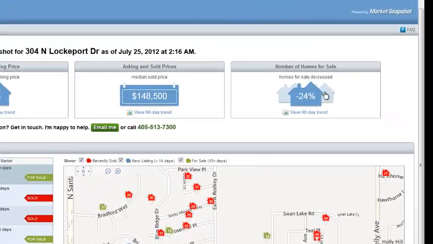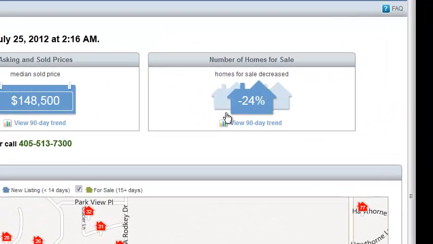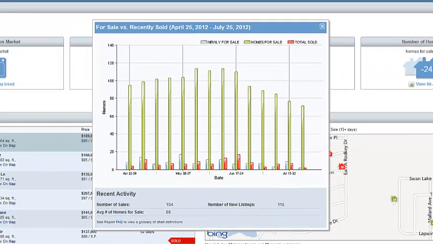The last chart we're going to look at is the homes for sale decreased. The actual inventory is going down by 24% over the 90 days, and that will typically put pressure on increasing home prices because there's less supply while the demand stays high.